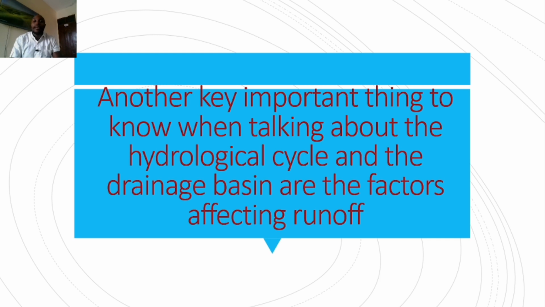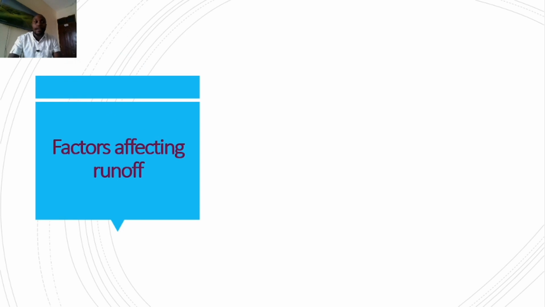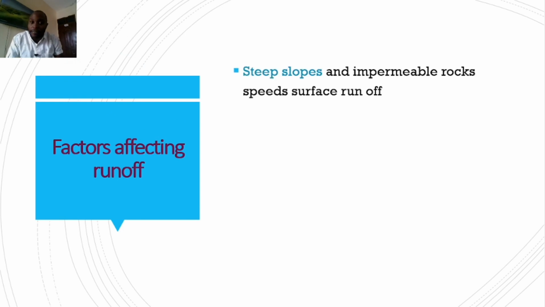We're talking about the factors that affect the hydrological cycle and also the drainage basin. So these are some of the factors that affect the runoff. Let's look at that. The first one is steep slopes. How is it affecting the surface runoff? So steep slopes and impermeable rocks, of course, will speed up the surface runoff.